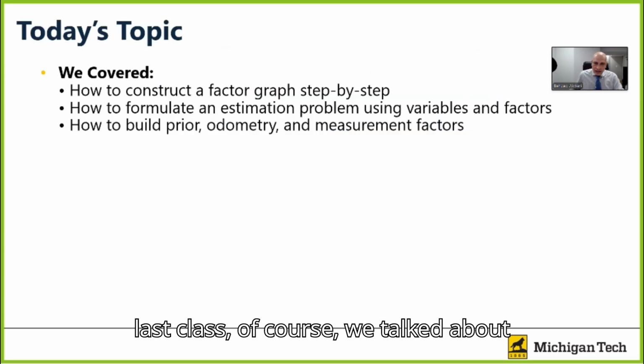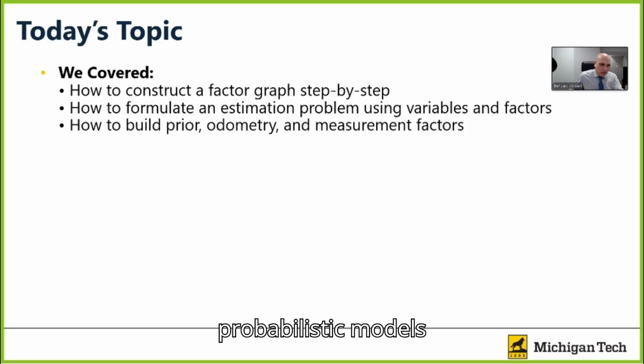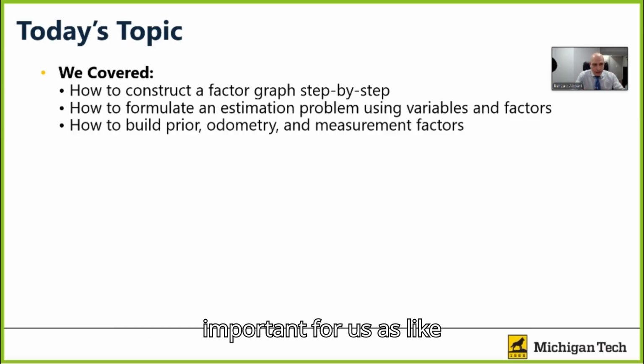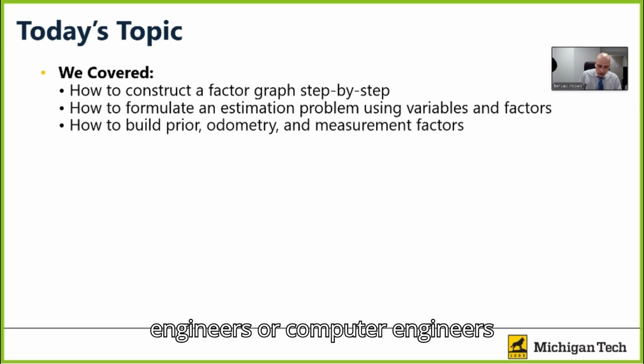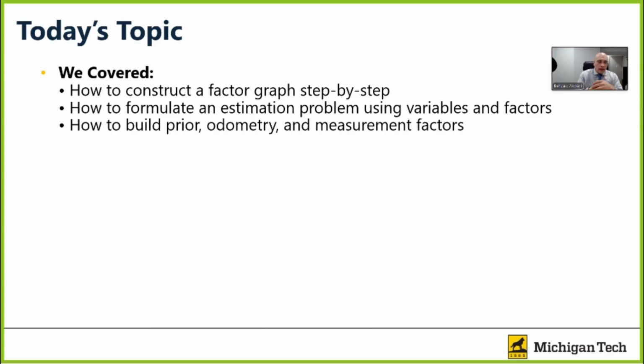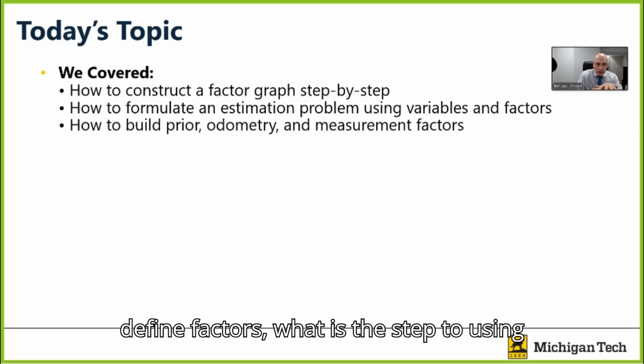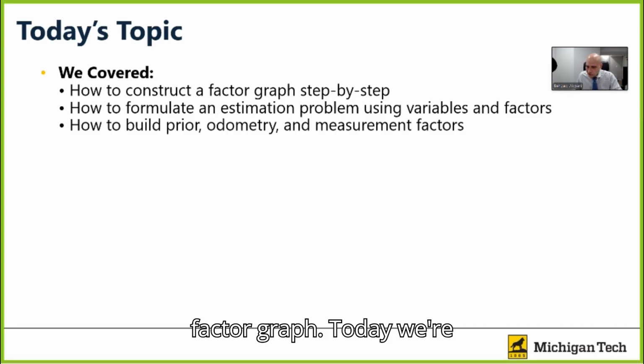So last class, of course, we talked about probabilistic models and graphical models for probability. We started with Bayes net and then factor graph, and we explained why factor graph is so important for us as engineers, computer engineers or robotic engineers, whatever. It is very useful to use factor graph. We explained how to define factors, and what the steps are to using factor graph.